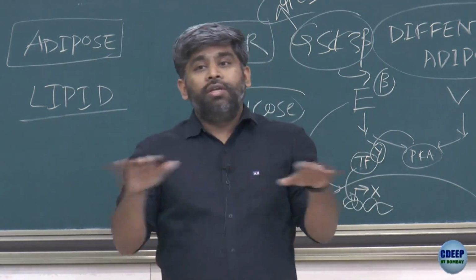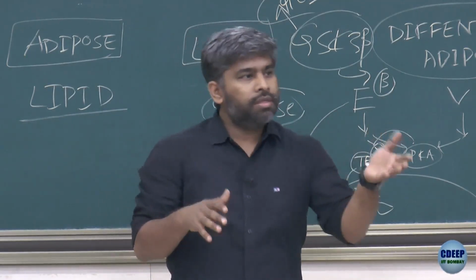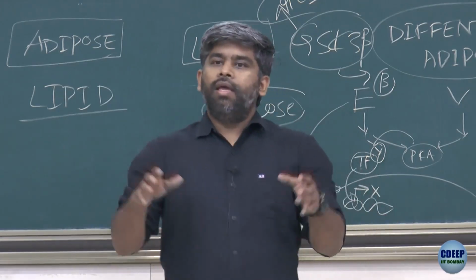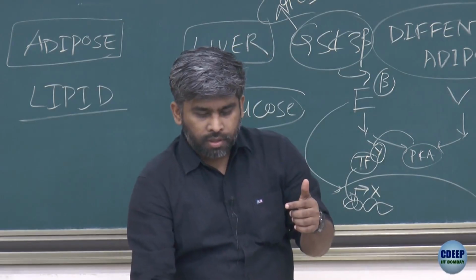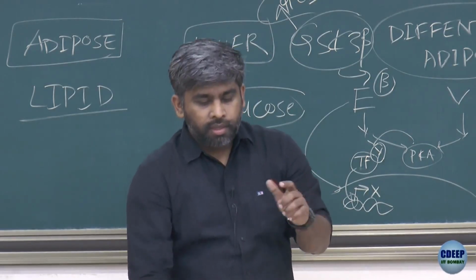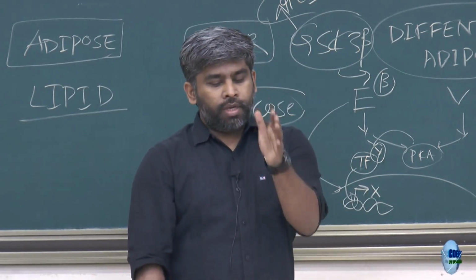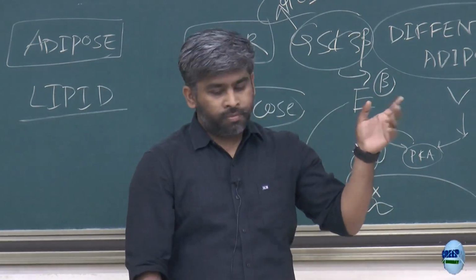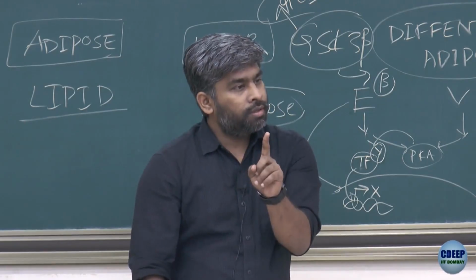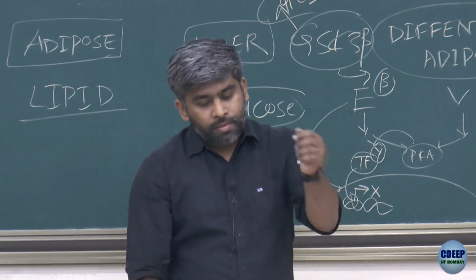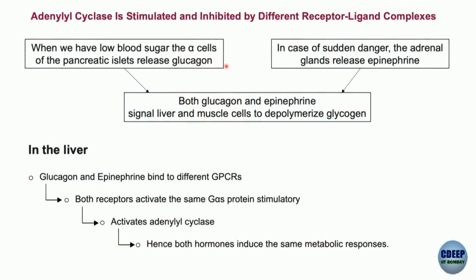So there you cannot distinguish, because as Shritama was telling, that is what I said at the beginning actually. In liver, glucagon and epinephrine will bind to different GPCRs. Both receptors will activate the same G alpha S protein, right? The same G alpha S will activate the adenylyl cyclase, but here they will induce the same metabolic response.